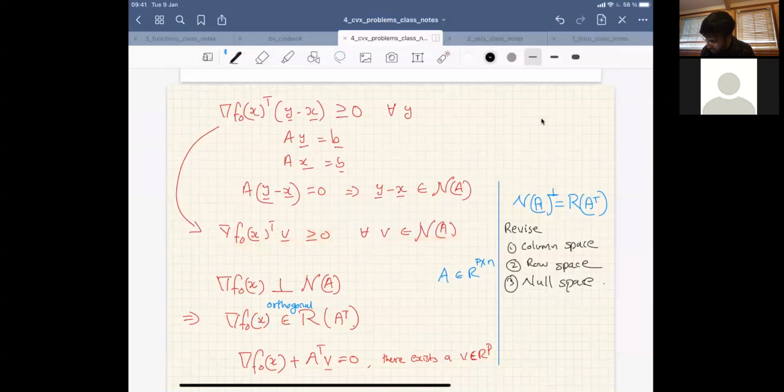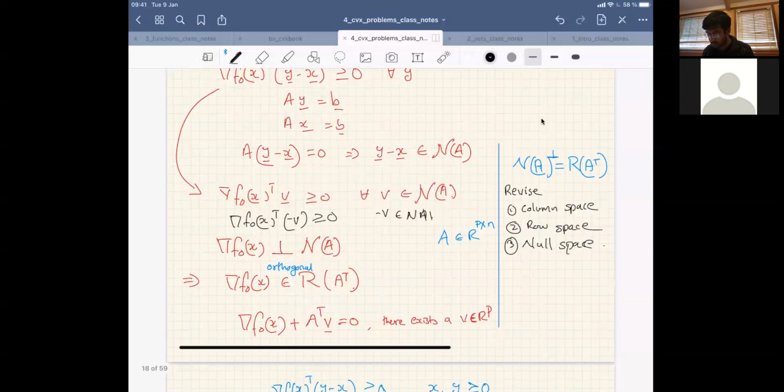So if V belongs to the null space of A, then we can also say that minus V also belongs to the null space of A, because you multiply something with x that gives 0. So that's the case with minus x. So then you can also write that gradient of f0 at x transpose (minus V) is greater than or equal to 0. So this implies that this quantity has to be equal to 0.